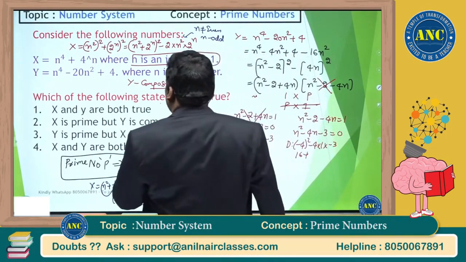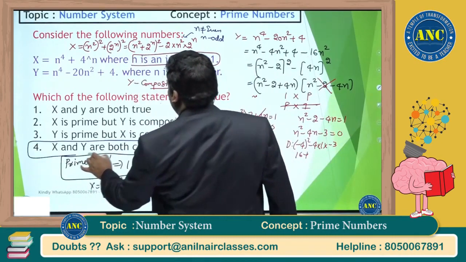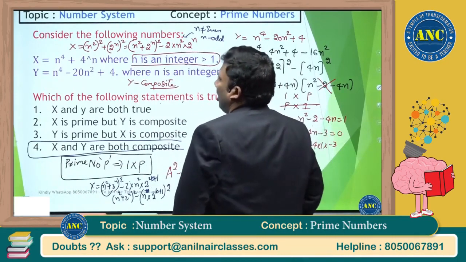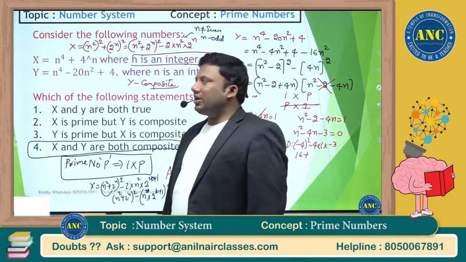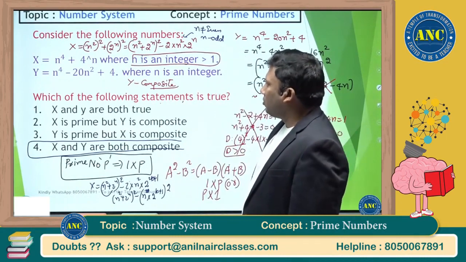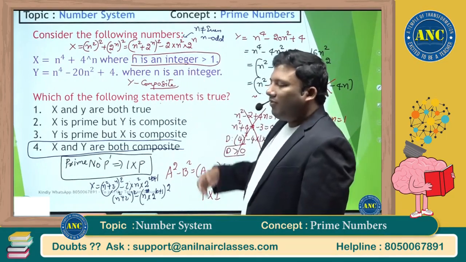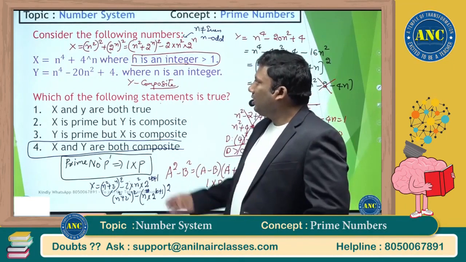Answer is x and y are both composite. Actually, you can take some values also. You can check it out.